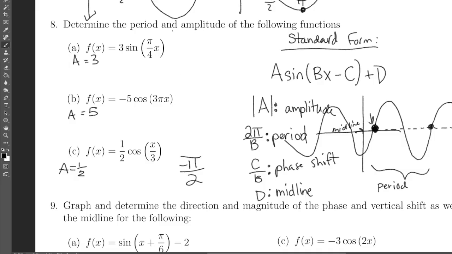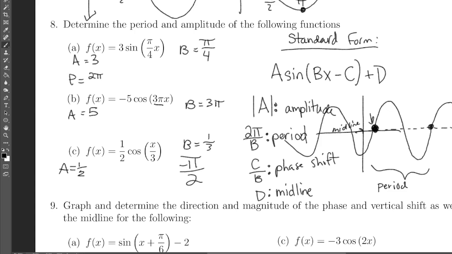they also ask us for the period. And so again, the period is not this number. The period is 2 pi divided by this number. So I'm going to say here, b equals pi over 4, but that's not our answer. I'm going to label the b value for each of these. B here is 3 pi, since that's what's being multiplied by the x. And b over here is 1/3, since x times 1/3 is x over 3.